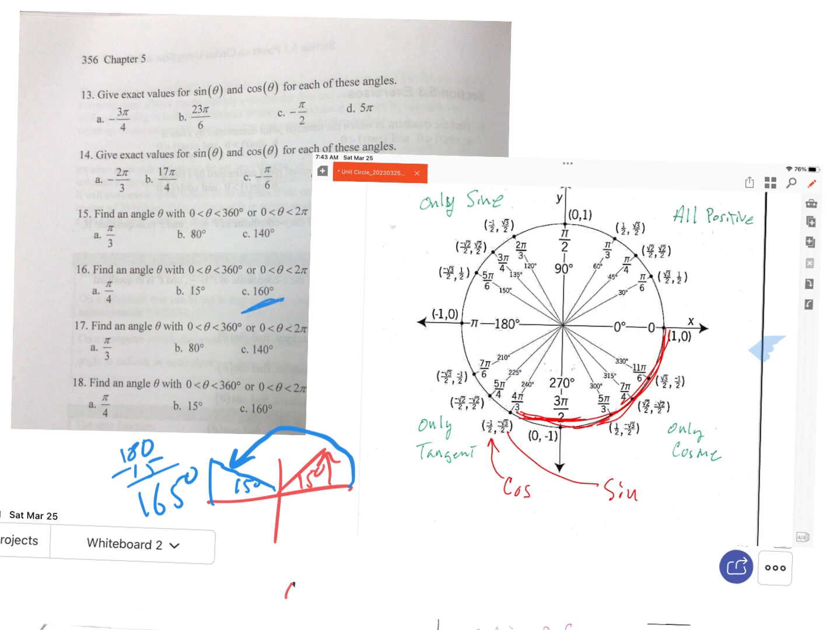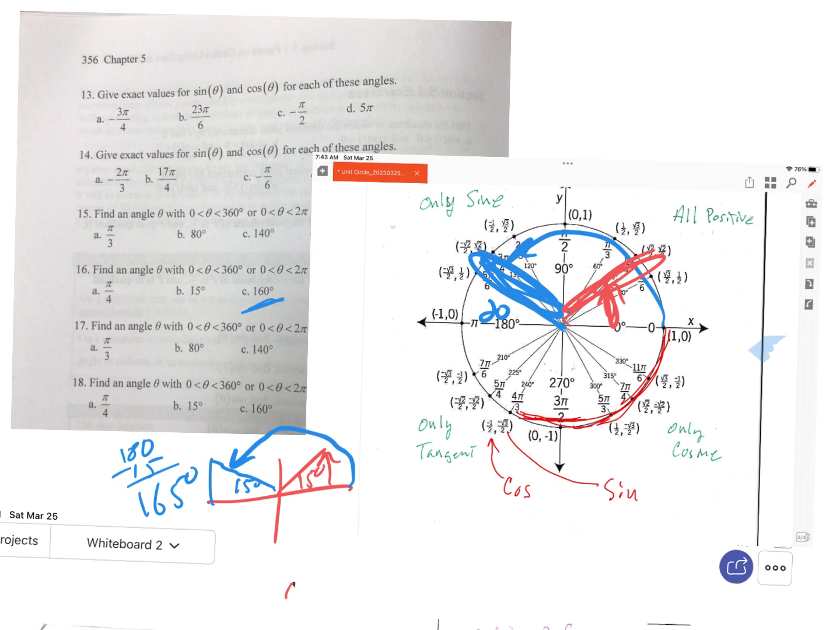160. Well, 160 is over here somewhere, right? Sine's going to be positive. If this is a 160-degree angle, this angle is 20 degrees. So that tells me over here in quadrant 1, the reference angle will also be 20 degrees. So I'm going to ask you, why is this in quadrant 1?